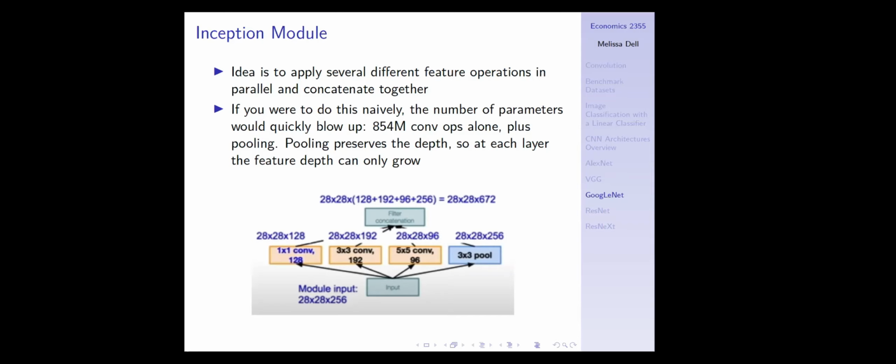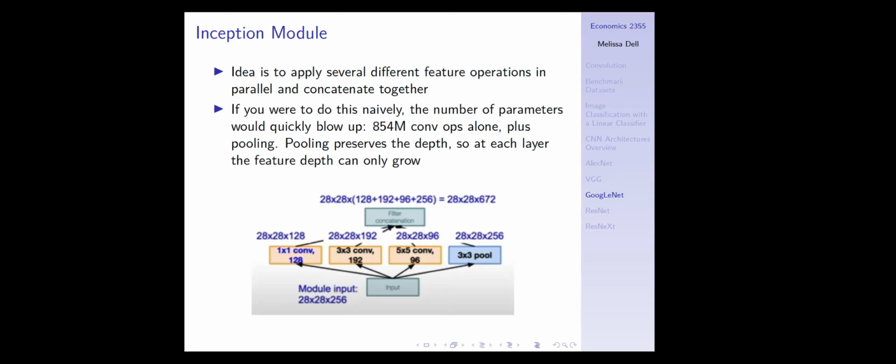And so the problem with this is that if you were to just do it naively, you would totally blow up the number of parameters, and you would run out of memory very, very quickly. And so this is a naive inception model that does something similar to what inception does, but in a naive way. So let's suppose that you have an input to this layer that's 28 by 28 by 256, right? So you're somewhere in the middle of your network.